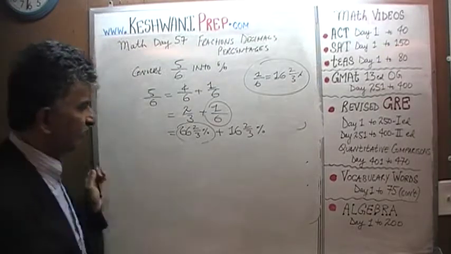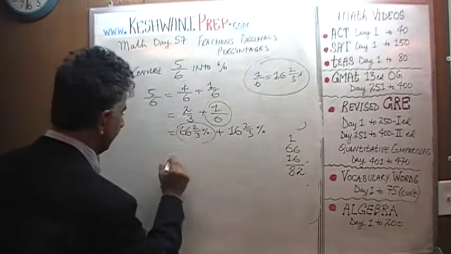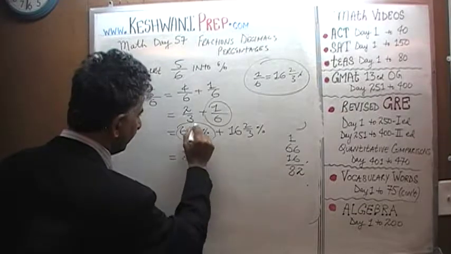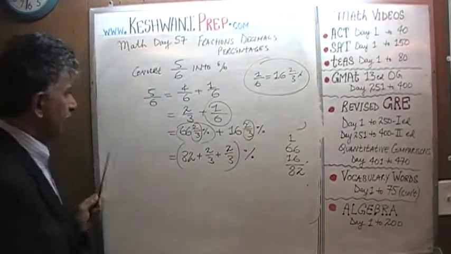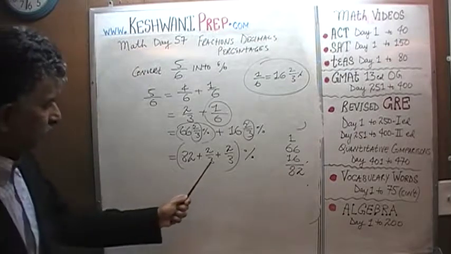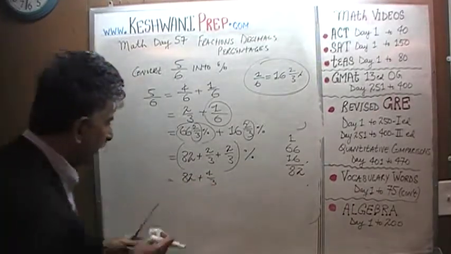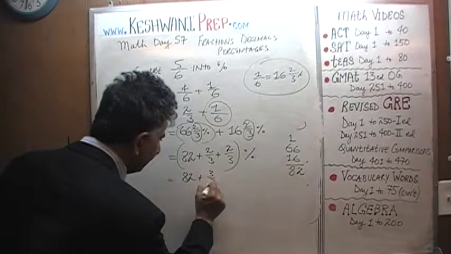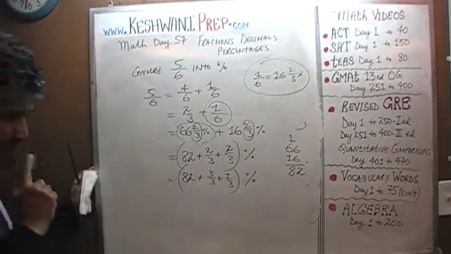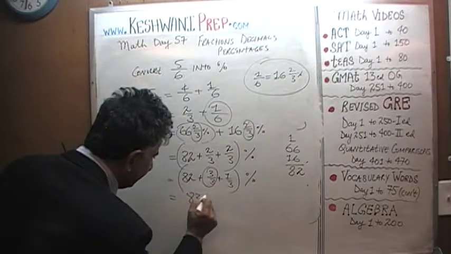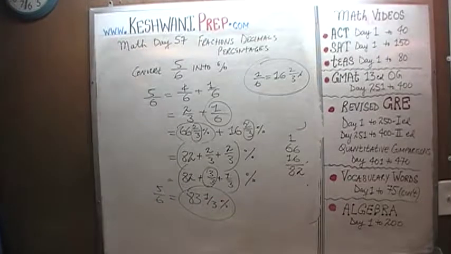So here we have 66 and 16. 6 and 6 we get 12, carry 1, we get 8, so 82, plus we have this 2/3 plus this 2/3. This is what the answer is. 5/6 is 82 plus 2/3 plus 2/3, but 2/3 plus 2/3 is 4/3. Of course, 4/3 can be written as 3/3 plus 1/3%, which is the same as 1 and 1/3, so 83 1/3%. 5/6 is 83 1/3%.